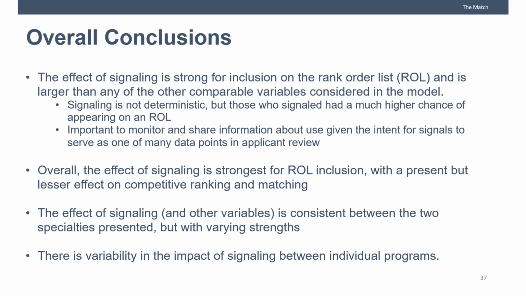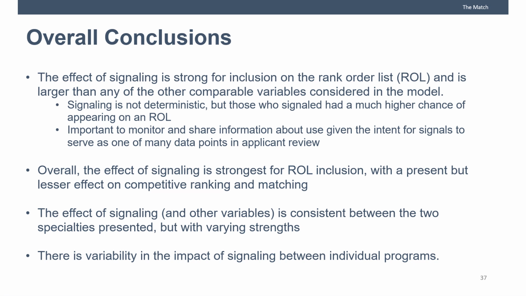In terms of overall conclusions, the primary takeaway is that the effect of signaling is strong. It was particularly strong for inclusion on a rank order list, and as we saw across our different models, the effect of signaling was stronger than any of the other comparable or categorical variables that we considered. Yet signaling is not deterministic.